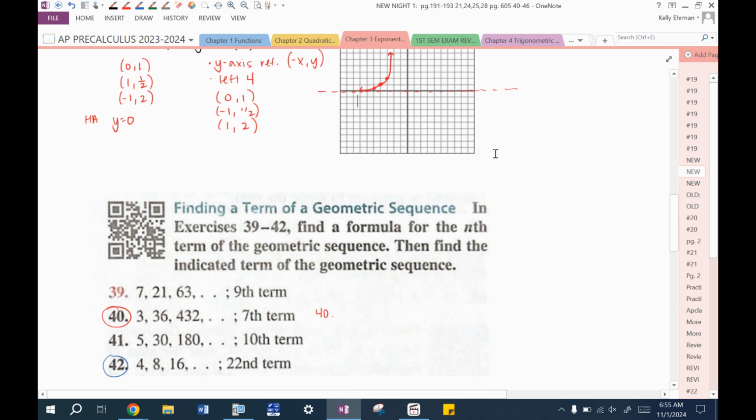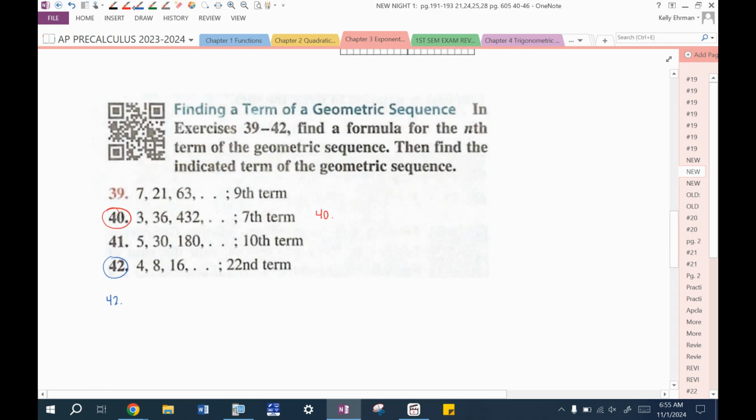Okay, now we're skipping to the geometric sequence part. So in our textbook, this is chapter 8, just in case you were curious about that. So find a formula for the nth term or the general term of a geometric sequence, then find the indicated term of the sequence. So we have 3, 36, 432. We're supposed to find the 7th term.